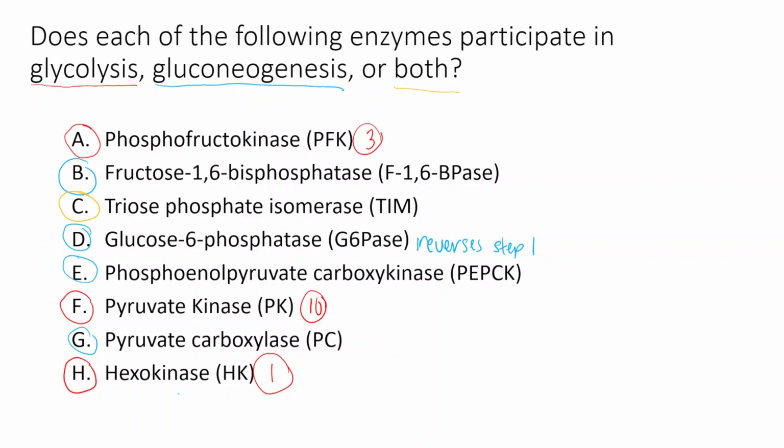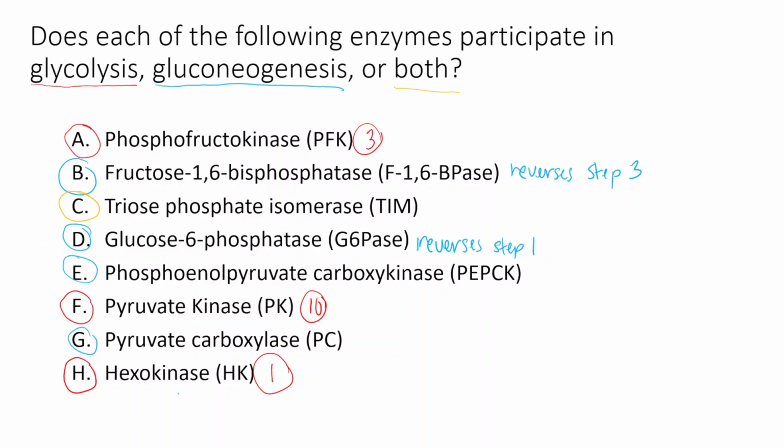How about another one? G reverses step 9? Yeah, exactly. Phosphofructokinase, PFK, is step 3. It's adding a phosphate group to the 1-carbon on fructose. Fructose 1,6-bisphosphatase removes that phosphate group from the 1-carbon.